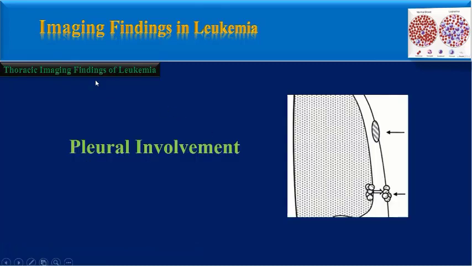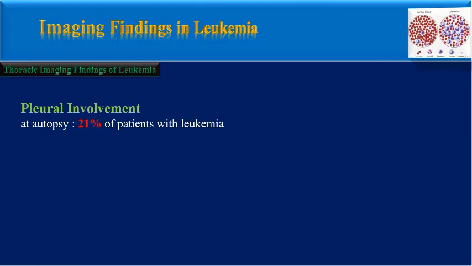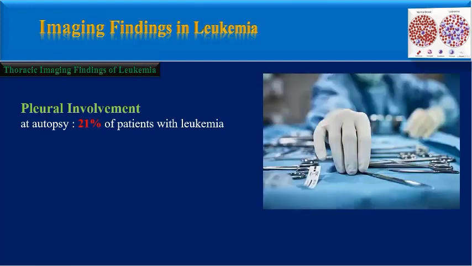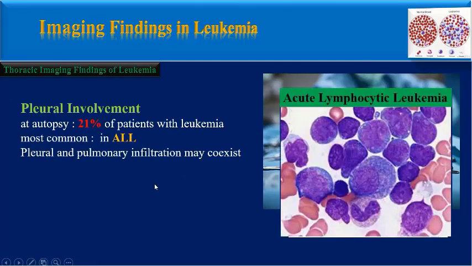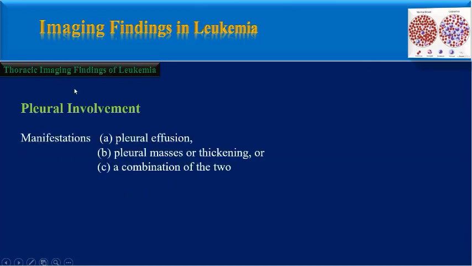Another section of thoracic imaging findings of leukemia is pleural involvement. At autopsy, pleural involvement is found in about 21% of patients with leukemia. Most common in ALL, pleural and pulmonary infiltration may coexist. What is the manifestation of pleural involvement? The most common manifestation is pleural effusion.